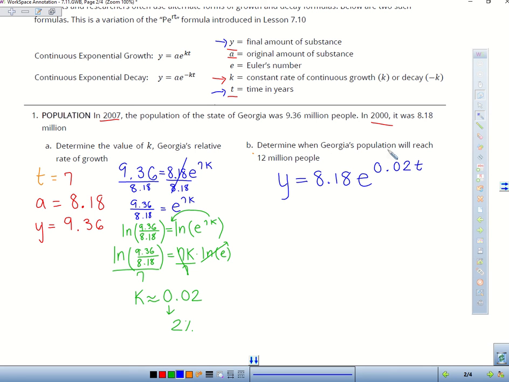So determine when Georgia's population. When you hear the word when, what does that mean? Time. So we're trying to find time. And this right here, 12 million people, will represent the final amount of the substance or the group of whatever we're looking at, right? So we're going to be plugging in 12 million into y. But here's the thing. This was 8.18 million. So am I going to plug in 12 or am I going to plug in 12 with all the zeros? If I did that, I would have to convert this to millions. So I'm going to leave it as just 12, right? Because I'm keeping everything in millions. So it's okay to do that.